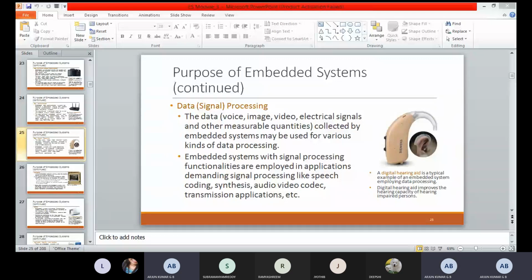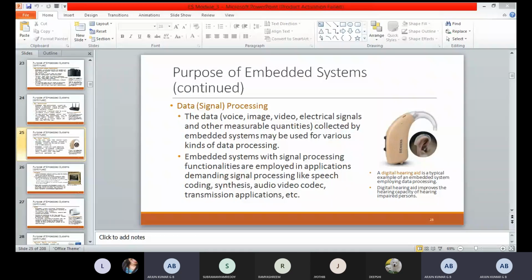The digital hearing aid is a typical example of an embedded system employing data processing, and digital hearing aids improve the hearing capacity of hearing impaired persons. For those who cannot hear, the system processes the data in a different way and gives it to them.